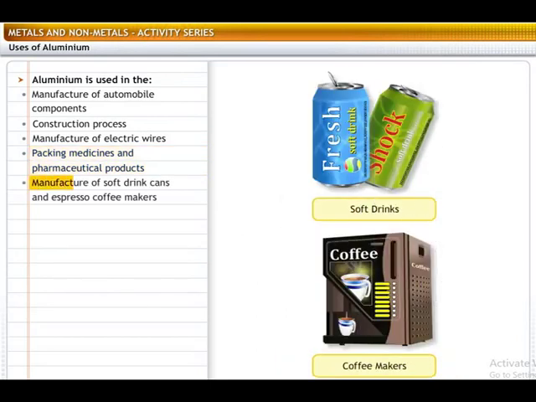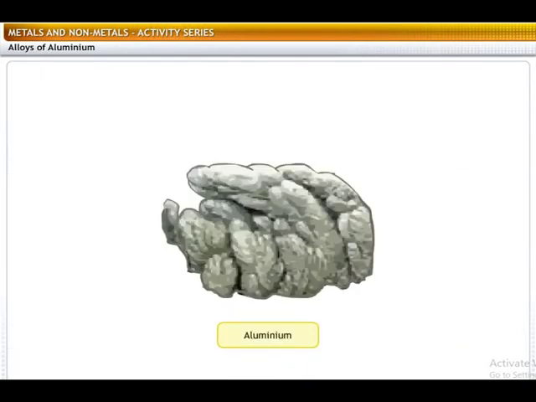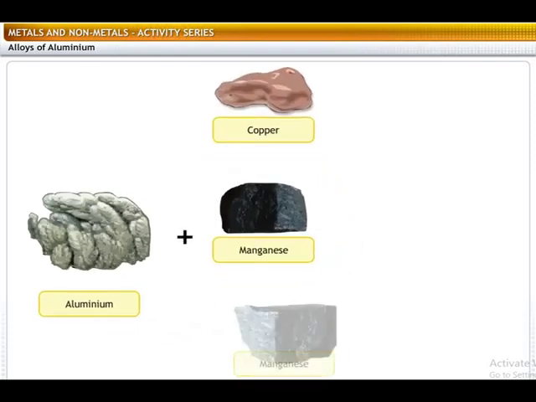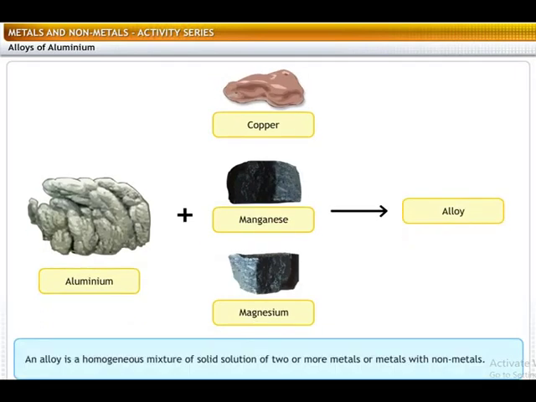In the manufacture of soft drink cans and espresso coffee makers, because it does not rust and is relatively less toxic in nature. In the manufacture of kitchen utensils, because aluminium is a good conductor of heat. Extracted aluminium in combination with other metals like copper, manganese, and magnesium forms alloys. An alloy is a homogeneous mixture or solid solution of two or more metals or metals with non-metals.